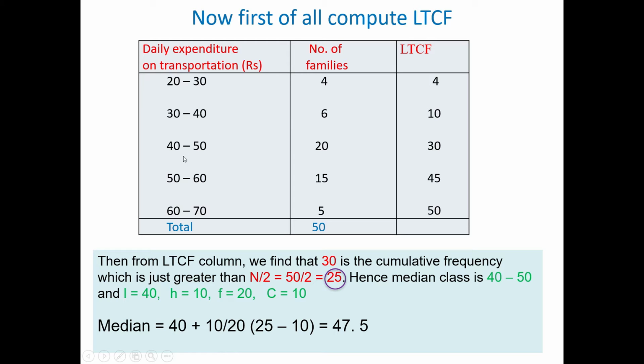What is the lower limit of the median class? 40. What is the magnitude of this class? 10. And what is the frequency of this class? 20. And what is capital C? That is the cumulative frequency preceding this median class. What is that? 10. So median is 40 plus 10 divided by 20 times (25 minus 10), which is equal to 47.5. So 47.5 divides the whole data.